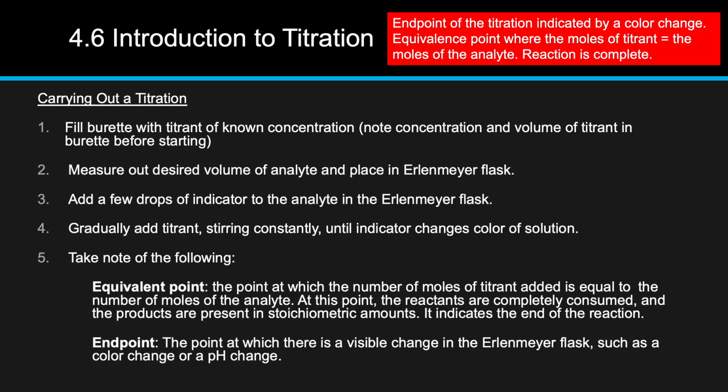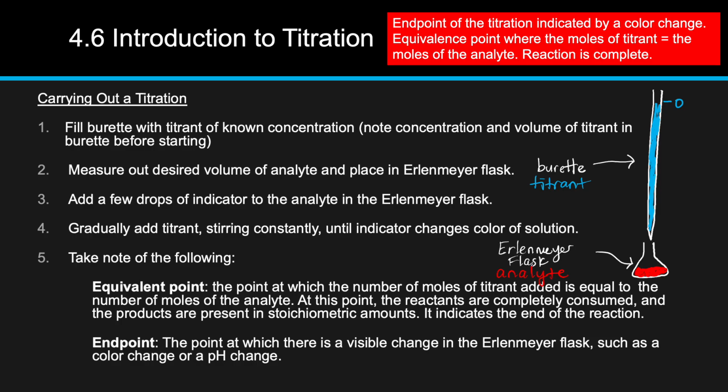Let's walk through the steps of how a titration is actually performed in the lab. First, we fill the burette with the titrant, which is the solution with a known concentration. Make sure to record its concentration and the starting volume in the burette. Next, we measure a known volume of our analyte, which is the solution with unknown concentration, and we're going to place it in an Erlenmeyer flask. Then to that analyte in the Erlenmeyer flask, we're going to add a few drops of indicator. The indicator is what is going to help us see when the reaction is complete, or at its equivalence point.